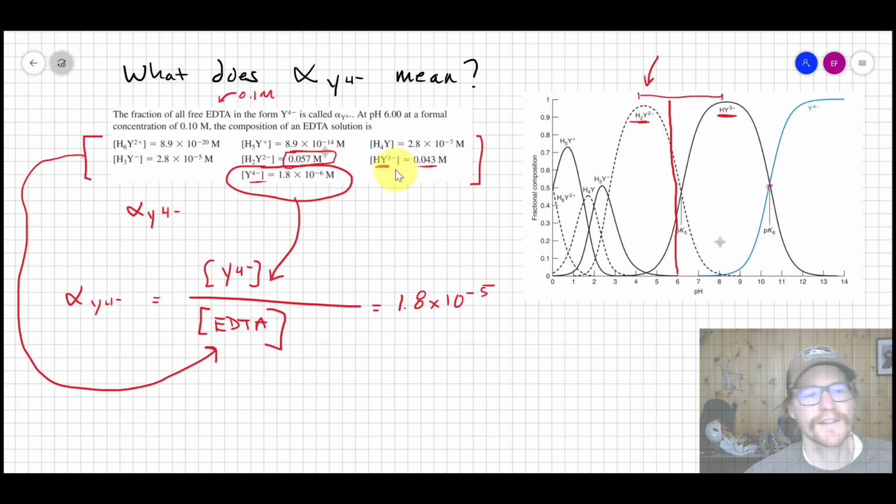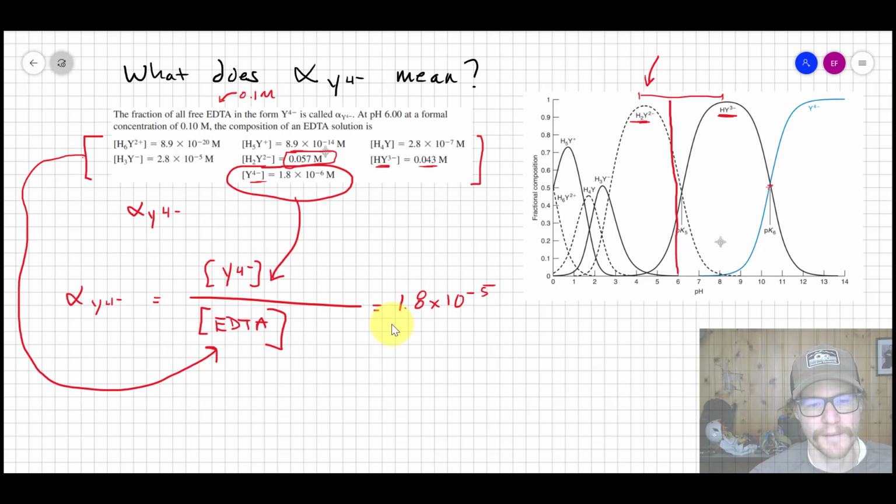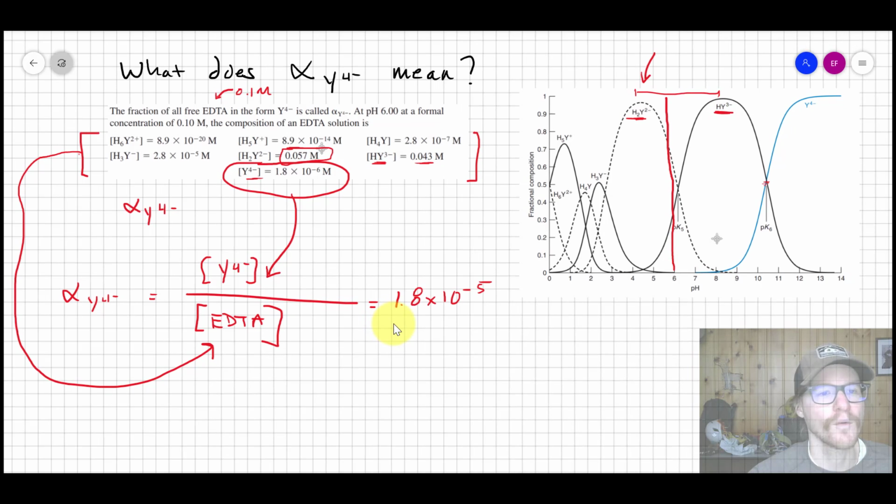And it's not that this is important for you to be able to calculate this. That's not really why I'm doing it. Just to give you a more explicit sense of what this means. What do we have in solution at that moment in time? And at this point, the Y4- species is a really low concentration.